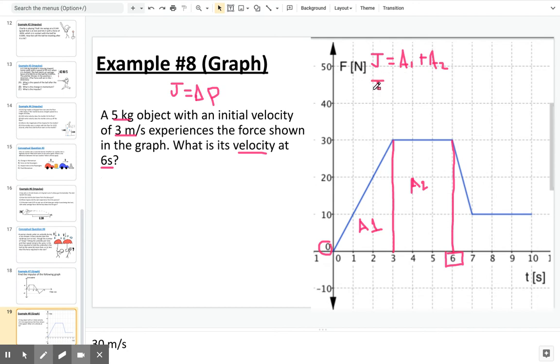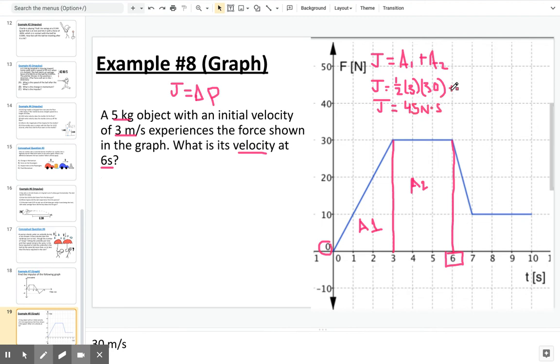So I have 1/2 the base, which in this case is going to be 3 seconds, times the height, which is 30 newtons. Okay, so we simplify that. I'm going to get 3 times 3, we get 9. So I have 90, half of 90, we get 45 Newton seconds for area 1.